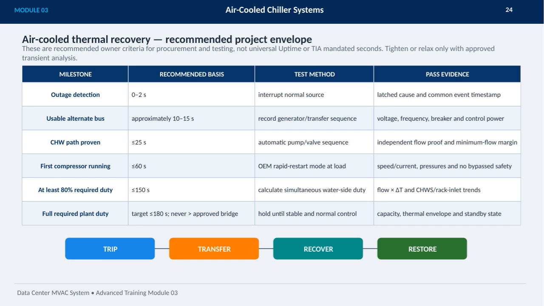Within 150 seconds, the system calculates simultaneous waterside cooling demand by analyzing flow and temperature trends. Finally, full plant capacity recovery targets a maximum of 180 seconds, though never exceeding the approved bridging time, holding until stable control and normal operation is confirmed. These milestones, trip, transfer, recover, and restore, outline a tight, systematic response to maintain critical cooling with high reliability.